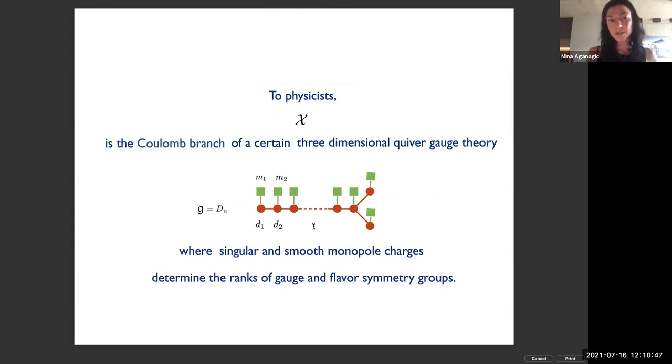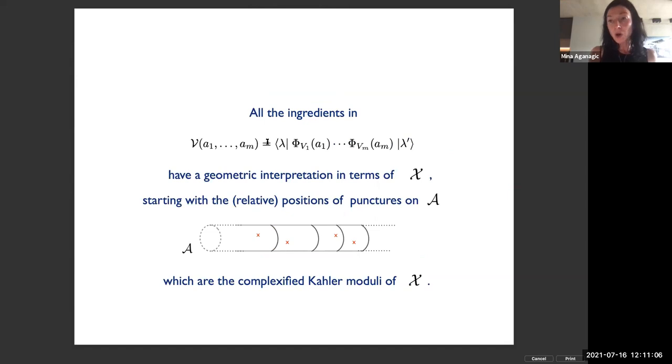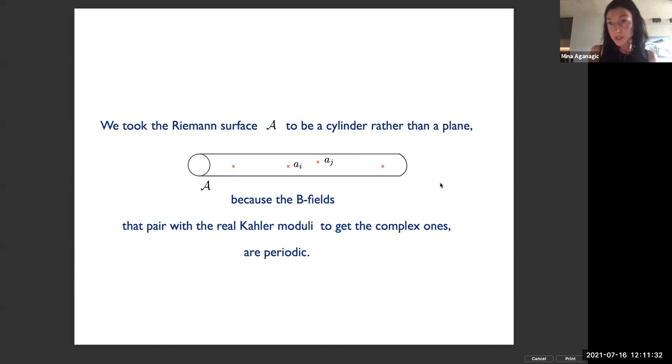To physicists, this same X is also a Coulomb branch of a certain three-dimensional gauge theory, where the gauge theory is determined by the singular and smooth monopole charges, or which conformal blocks we study, which knot invariants we want to study. So all the ingredients have a geometric interpretation in terms of X, starting with the relative positions of punctures on the Riemann surface, which are the complexified Kähler moduli. The complex X is holomorphic symplectic. The complex structure moduli are frozen because all the singular monopoles are at the origin of this extra complex plane. So we took the Riemann surface to be a cylinder rather than a plane, because the B-fields that pair with real Kähler moduli to get the complex ones are periodic.